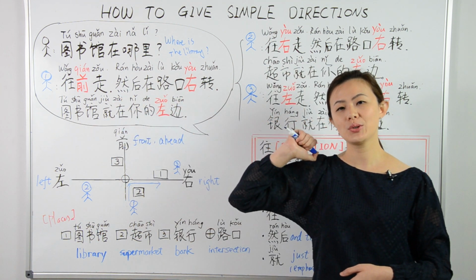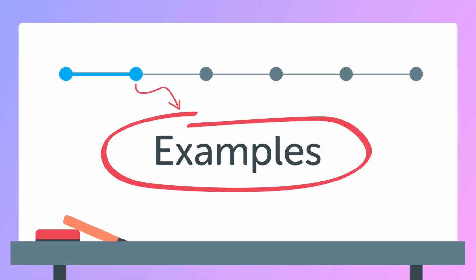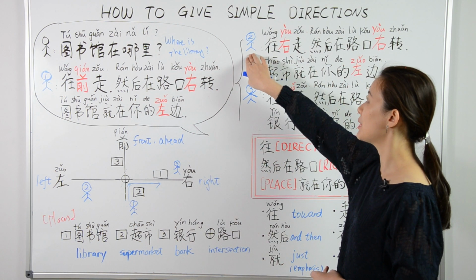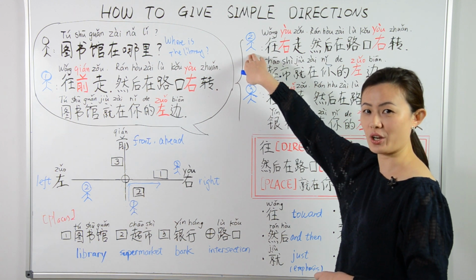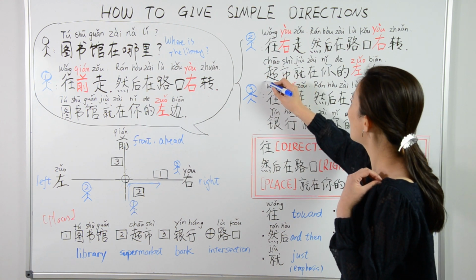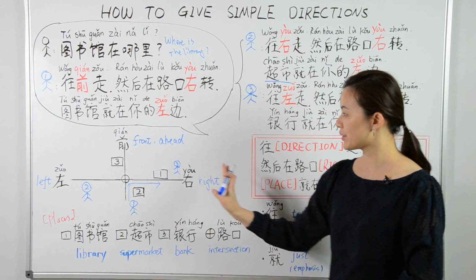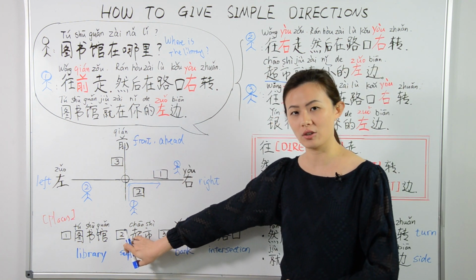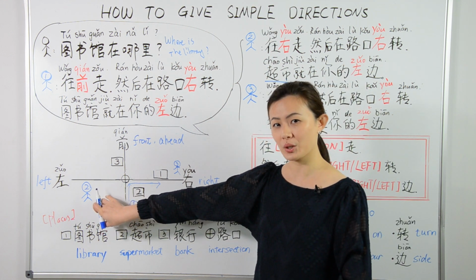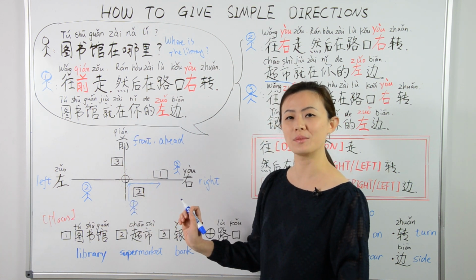Next, let's try to give directions. So let's say there is a matchstick man number 2. He's asking for your help. And this person wants to get to 超市. 超市 means supermarket. On this map, 超市 is on location number 2, and our little guy, number 2, is here. So how does he get to 超市? Let's walk him together.